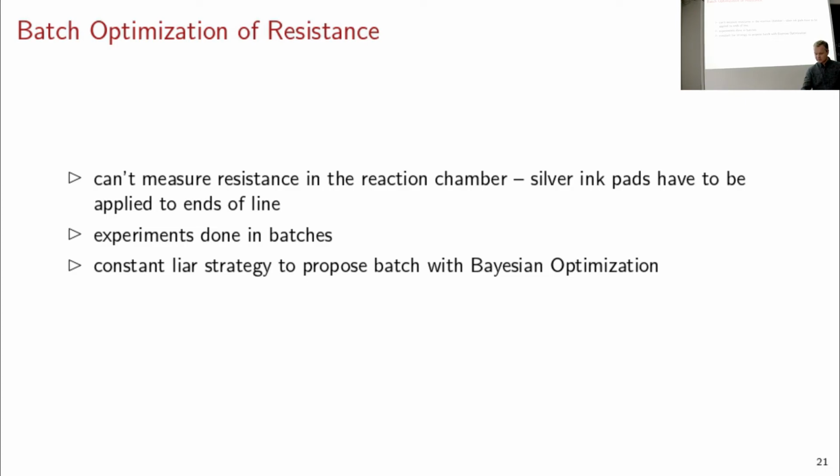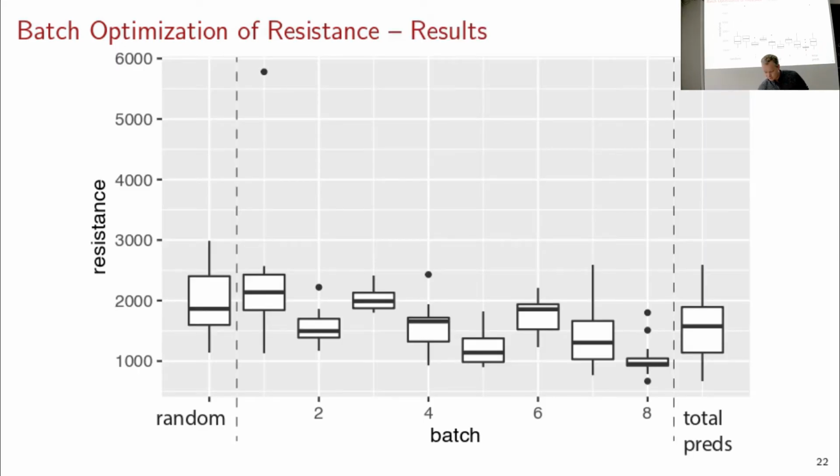So this is what we did here, and we used the very simple strategy of constant liar for the batch optimization here, and that worked reasonably well as well. So here now we're minimizing because we're interested in resistance, so lower is better. Again, the initial random evaluations, and then we have the box plots here for the individual batches that we did.